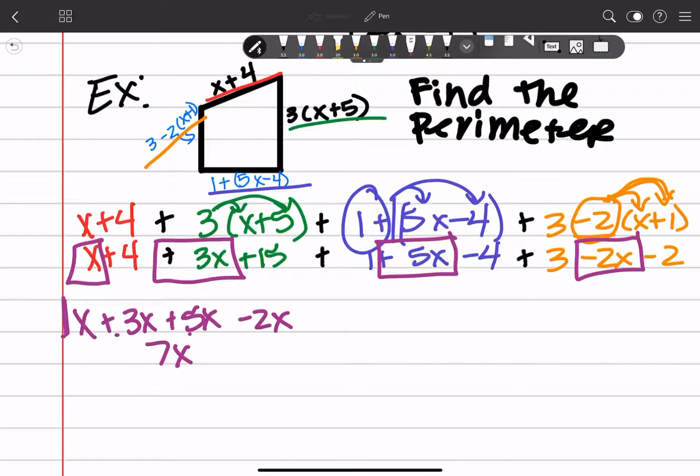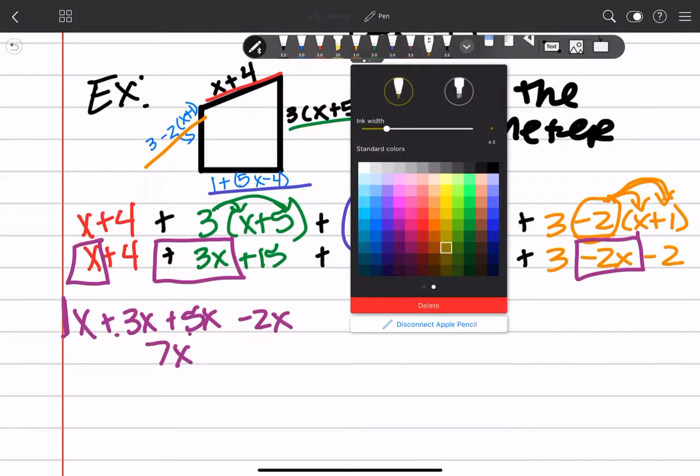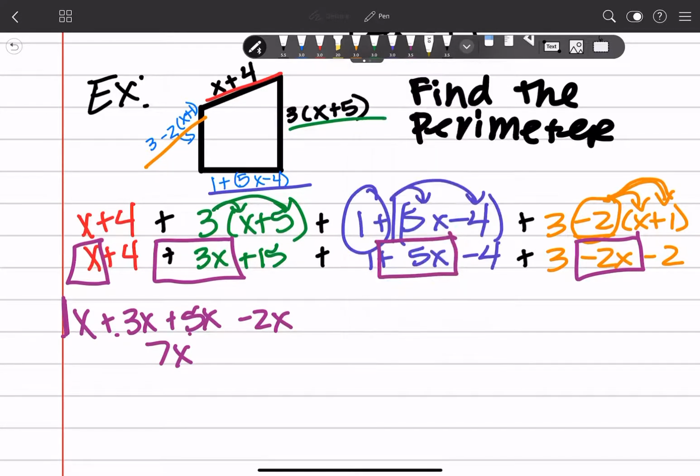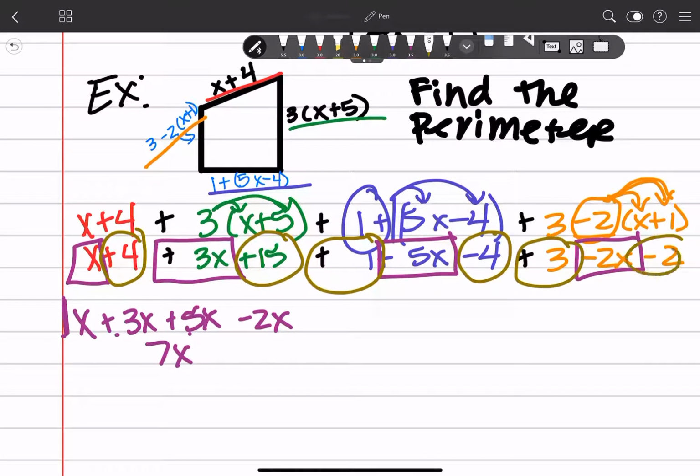Now let's do the other one. I'm going to do this one in a gold, just so it's something a little bit different. I'm going to circle all of these with the signs with. Nothing should be left uncircled or unboxed if you're doing this. All right, so this one is going to be plus 4, plus 15, plus 1, minus 4.